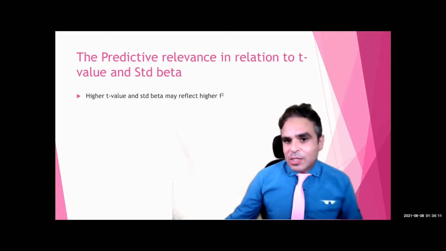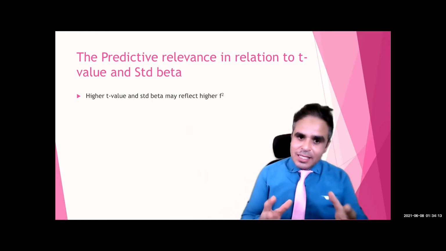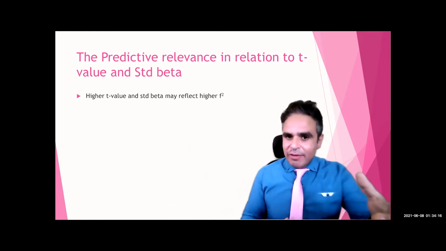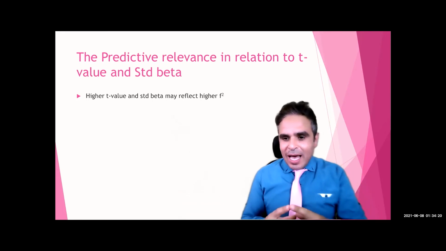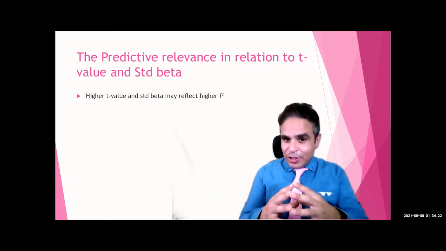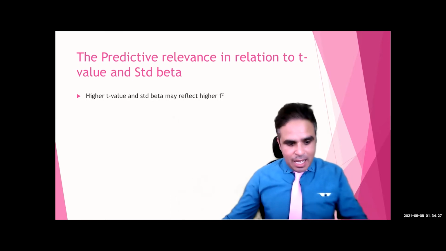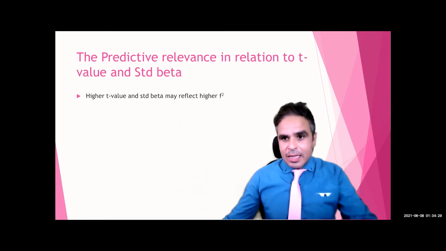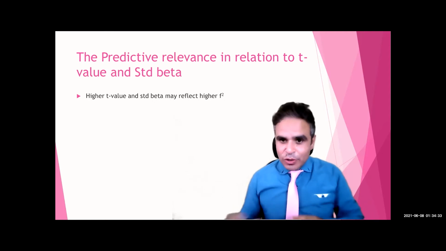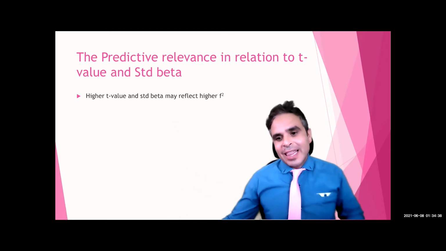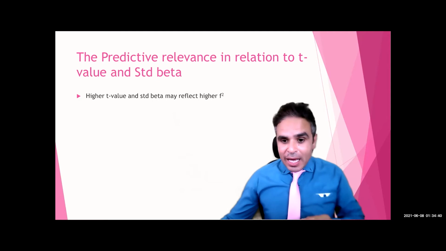On this slide, as we noticed with the effect size, a higher t-value or a higher standardized beta will result in a higher Q squared. This should be Q squared right here and not f squared. I couldn't fix it, but you can fix it. This is Q squared and not f squared.